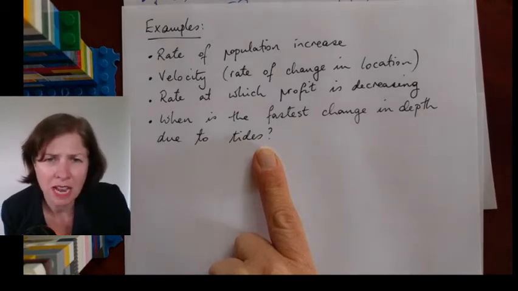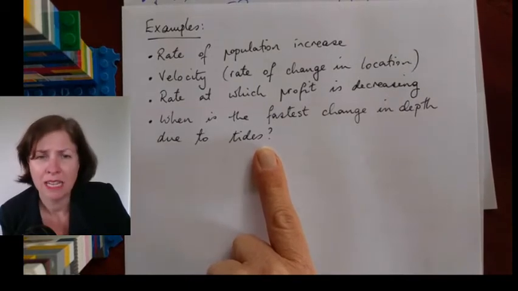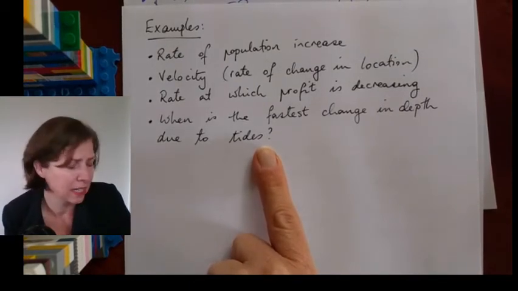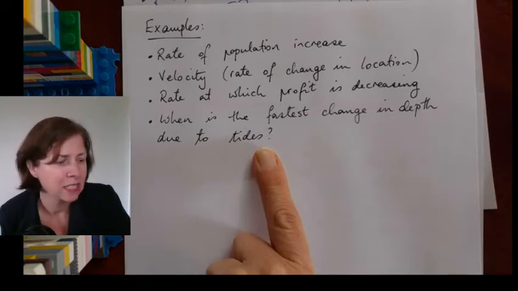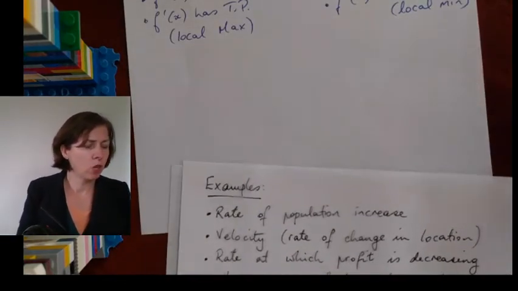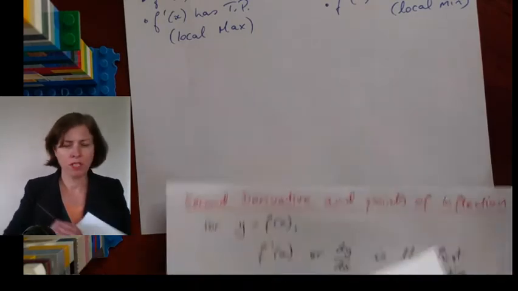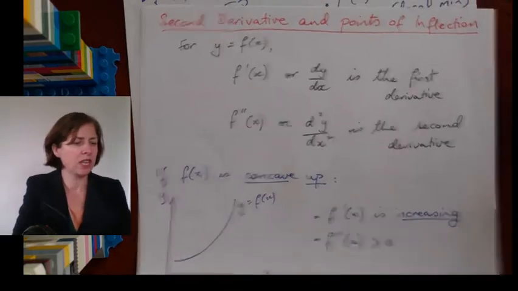So they're just some examples of when I'm interested not just in how deep is it and when is it deepest and least deep, but also when is the change in depth fastest. So we're looking at maximum and minimum rates of change. All right. I'm not going to do a worked example, but what I'm going to do now is talk a little bit about the second derivative.